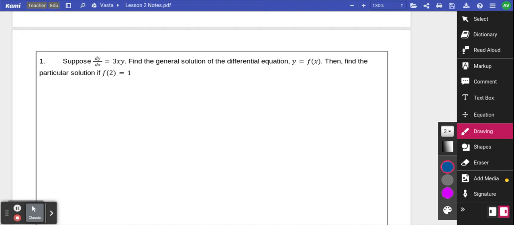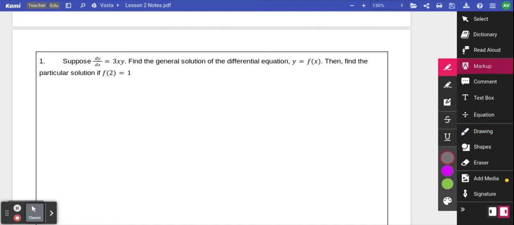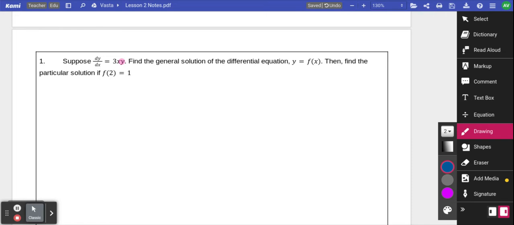For this problem, it says, suppose dy over dx equals 3xy, find the general solution of the differential equation, then find the particular solution if f of 2 is equal to 1. The first thing I want you guys to notice is that in this problem, the y is not alone. So because of that, it tells me I need to use my separation of variables technique to get the y and the x separated. Now, I'm going to copy down my equation.